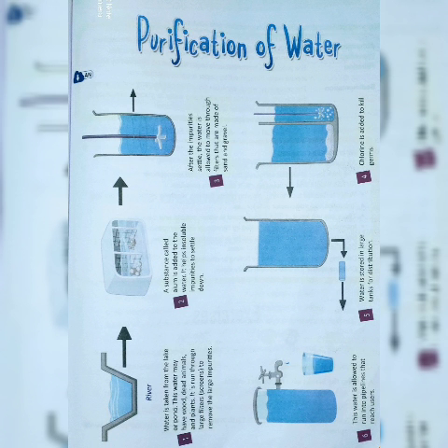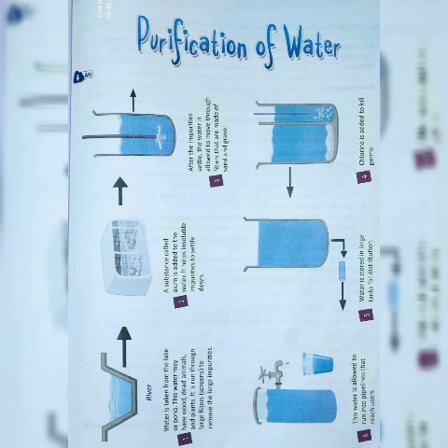What is the purpose of purification? The purification is used to remove germs from the water. Drinking water can be purified by the following methods. First one, boiling method. Second one, chlorination method. These two methods are used to purify water.